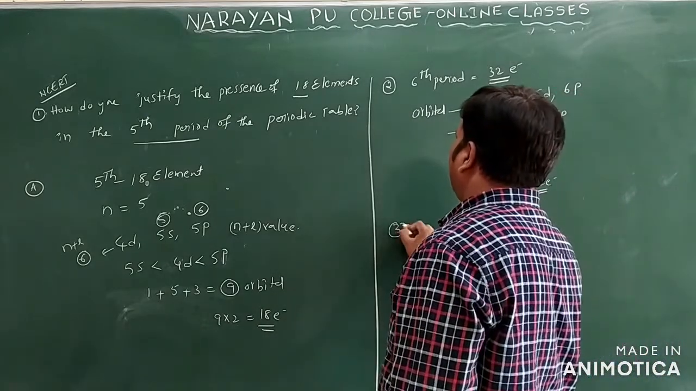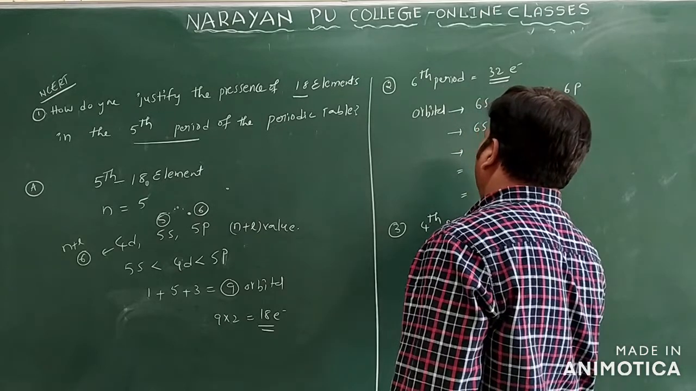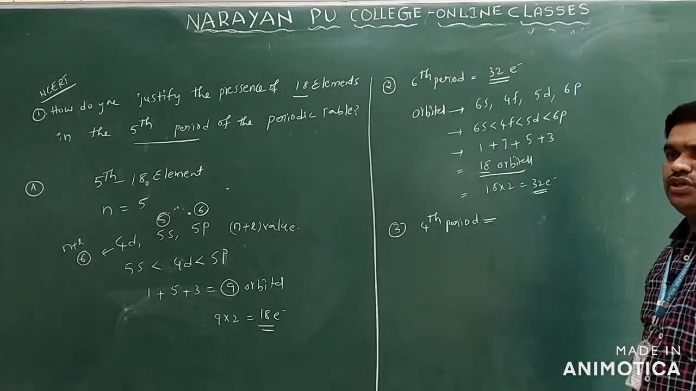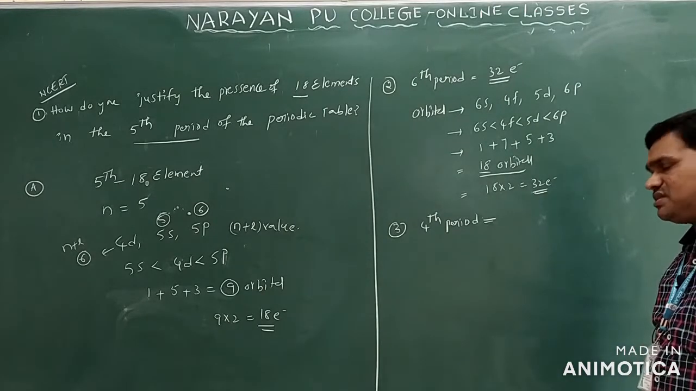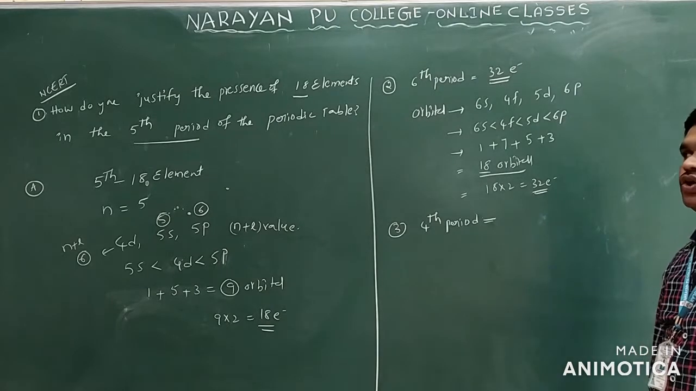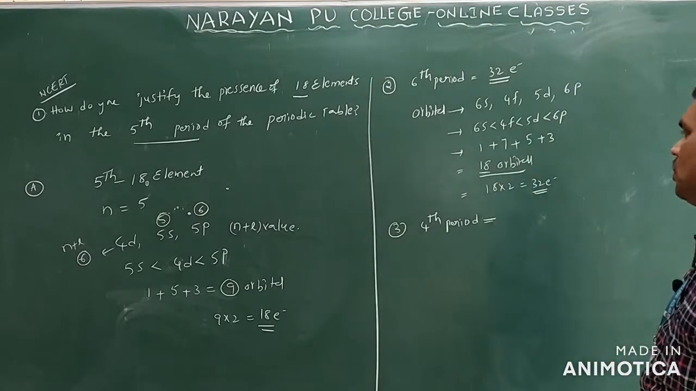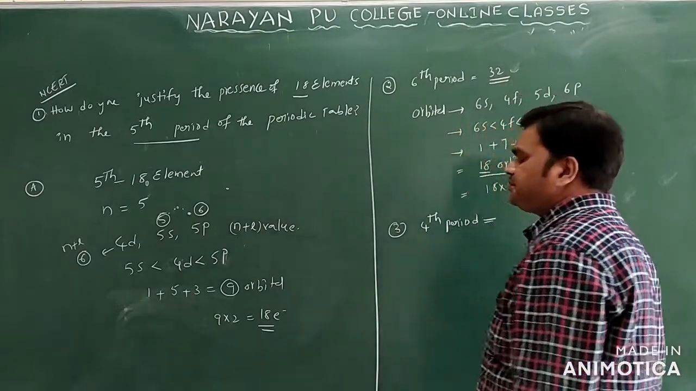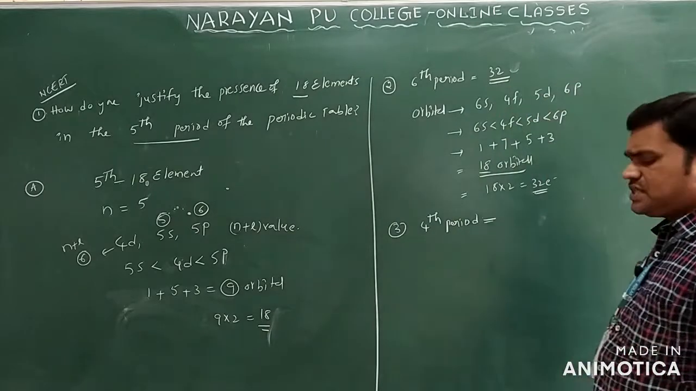Suppose you are taking the third question with the fourth period. Generally, the first period is the shortest period with 2 elements. The second and third periods we call short periods, each with 8 elements. The fourth period and fifth period are called long periods. How many elements do long periods contain? Not electrons, you can take elements. We'll say this one is 30.